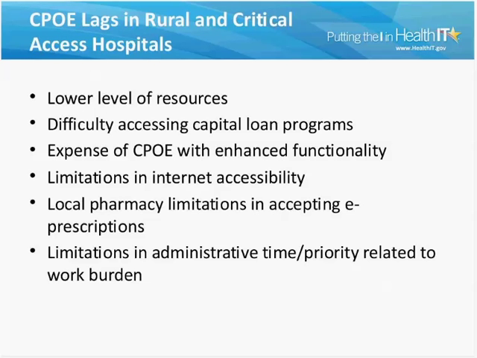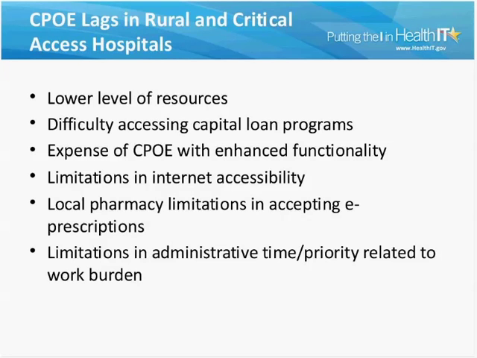These CPOE lags, specifically for rural community access hospitals, include lower level of resources, especially in the rural communities. There's a poor payer mix, increased Medicaid and self-pay. There's also difficulty accessing capital loan programs or understanding how to proceed with new programs that are coming forward. There's an expense with the CPOE enhanced functionality. For these rural hospitals and community access hospitals, there can be an increase of the operating costs from 19 to 30%, which is a huge burden for these hospitals.